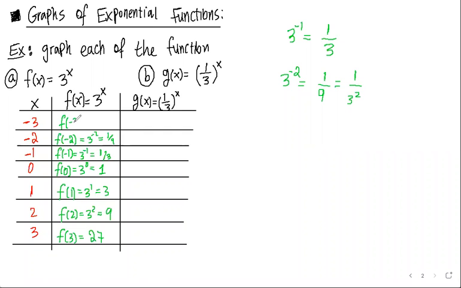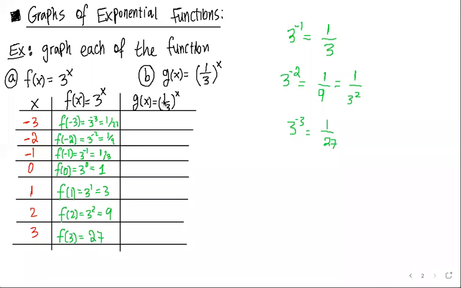What about -3? F of -3 is 3 to the -3, and this is equal to 1/27. So this is 1/27. Now I'm going to do the same things for g of x.